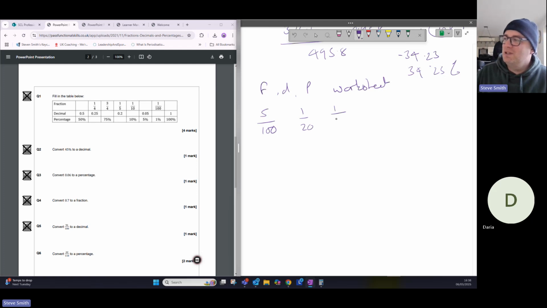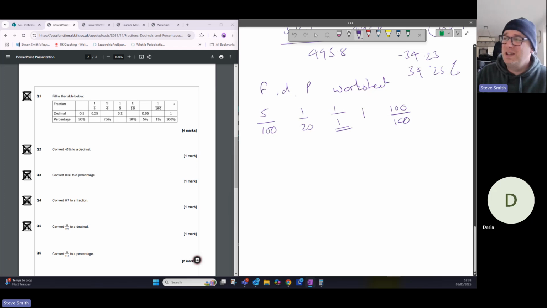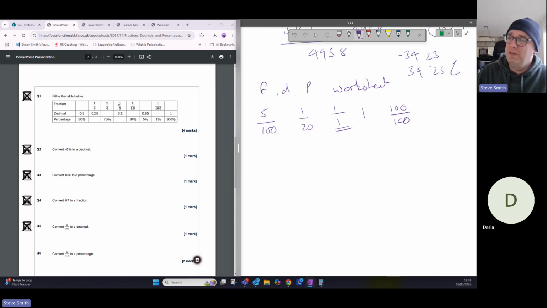I'd be tempted to say it's 1 over 1, but if you wrote 1 you're going to be all right. And if you wrote 100 over 100, you're still going to be all right. But for this table, it looks odd and looks weird, but I'll be putting 1 over 1 just to suit with the rest of them as a fraction. That isn't actually a fraction, it's a whole number, but it is the right answer as a fraction. Right, okay.